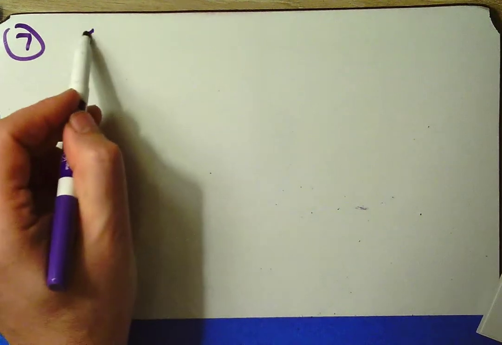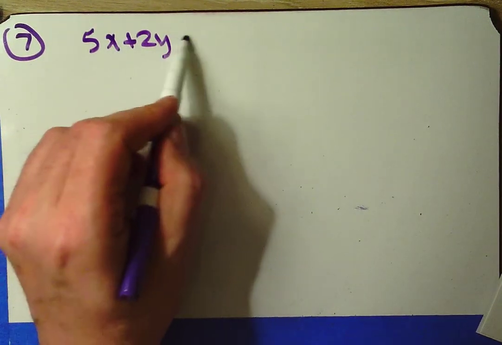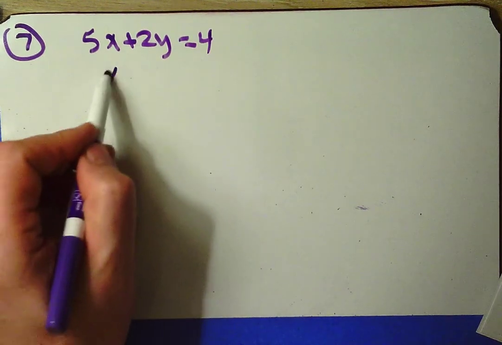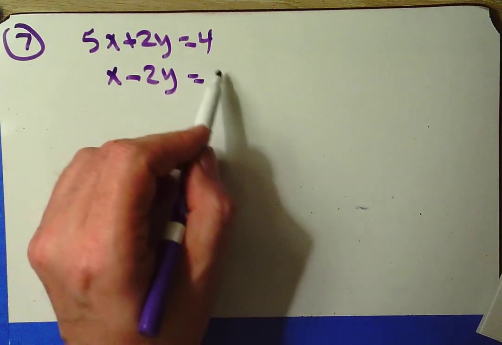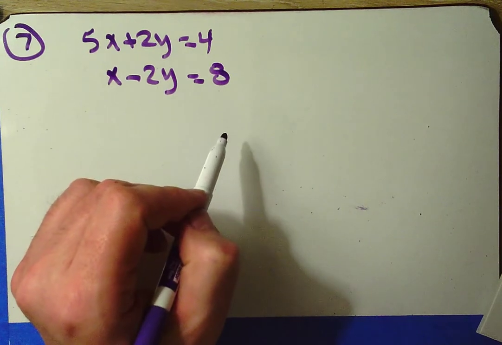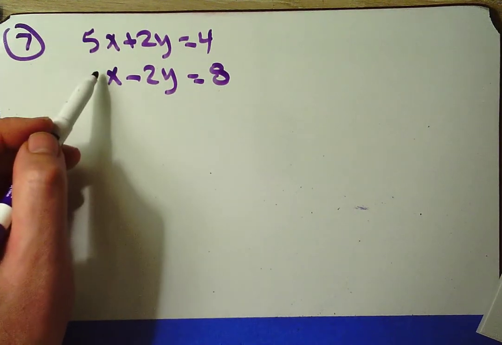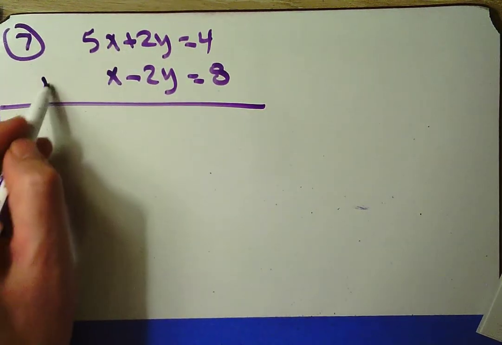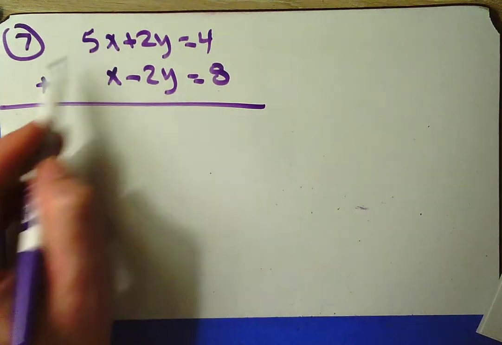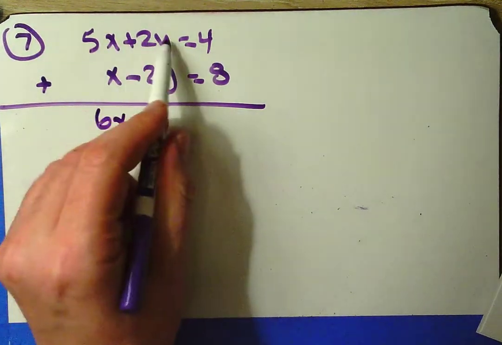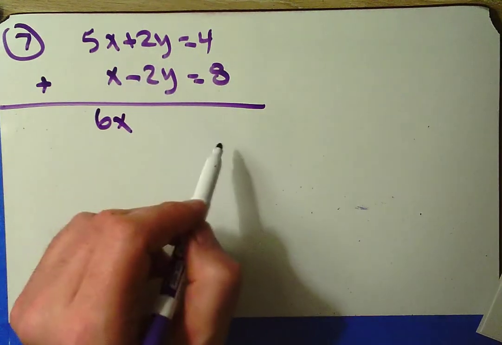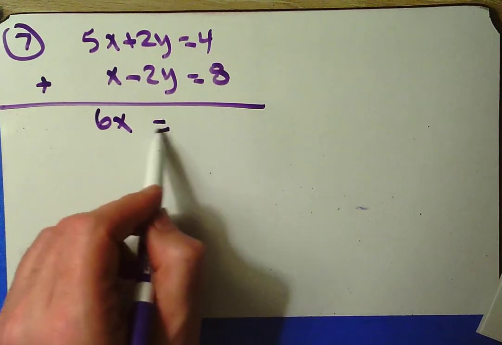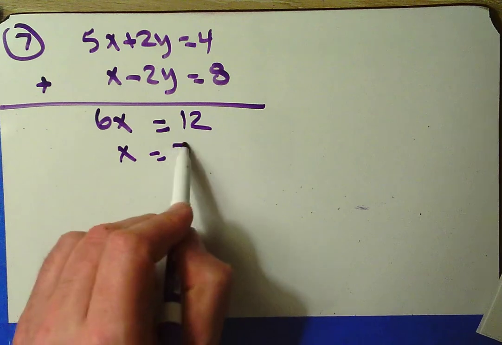Okay, number 7. What are the xy coordinates of the point of intersection of the line 5x plus 2y equals 4 and the line x minus 2y equals 8? Well, finding a point of intersection is just solving this system of equations. And all I have to do for that, since these coefficients are opposites, is add these equations. 5x plus 1x is 6x. 2y minus 2y cancels as 0. 4 plus 8 is 12. So I end up with x equals 2.